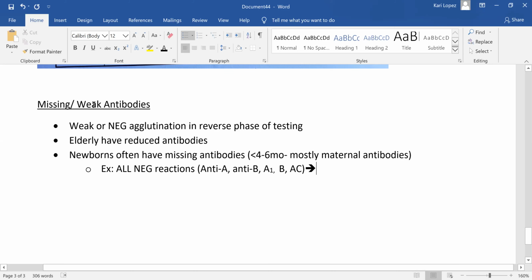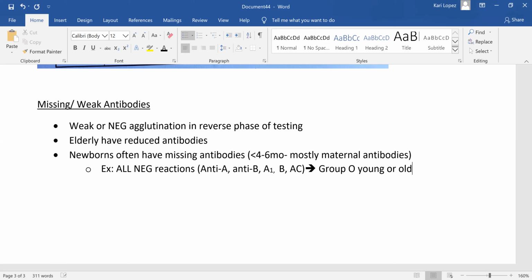And we're talking about weak antibodies, so we know the problem's going to be in the reverse typing. So what if you get all negative forward typing? What would that normally type as? Wouldn't that be O? Yep, so that would be a group O. But then we have a discrepancy with our reverse typing. So it would be group O for forward.